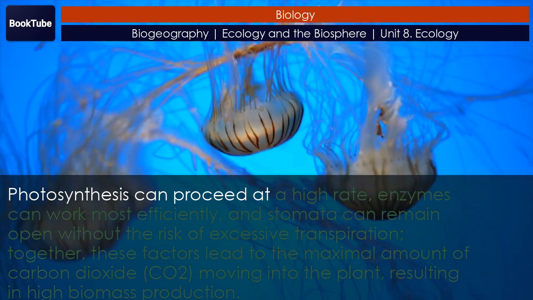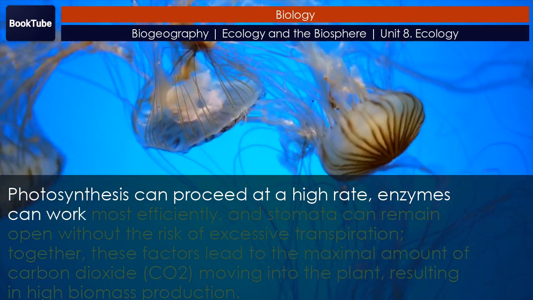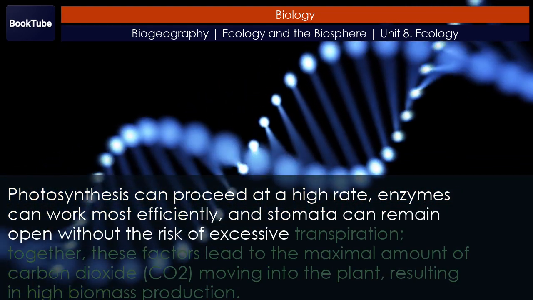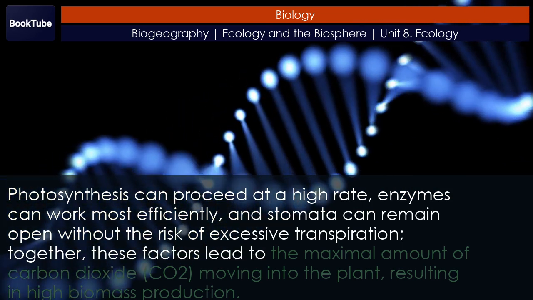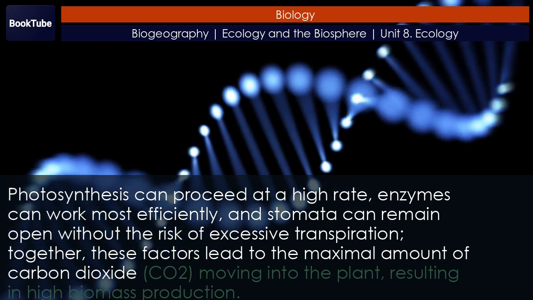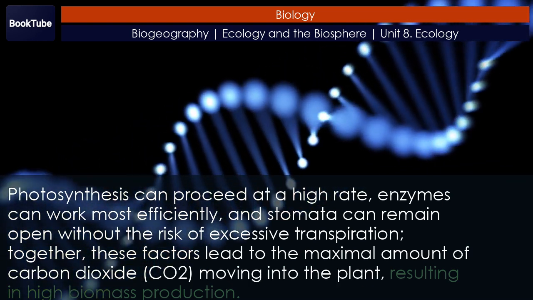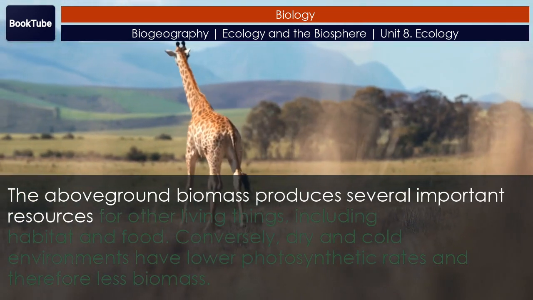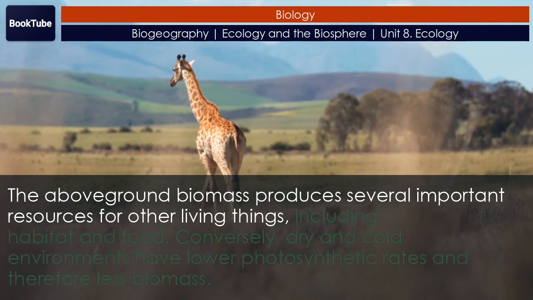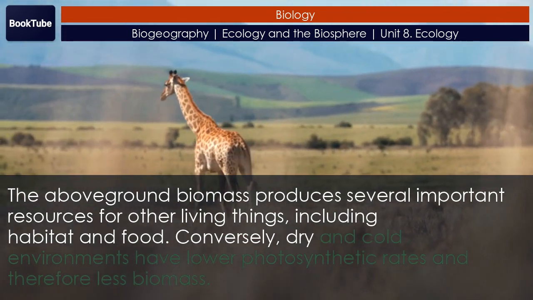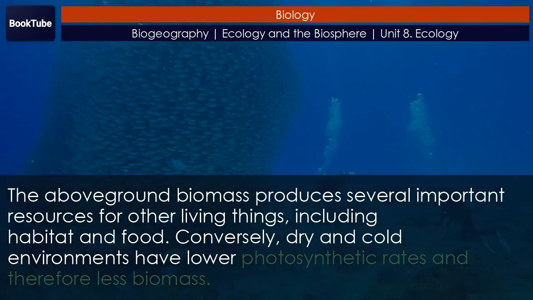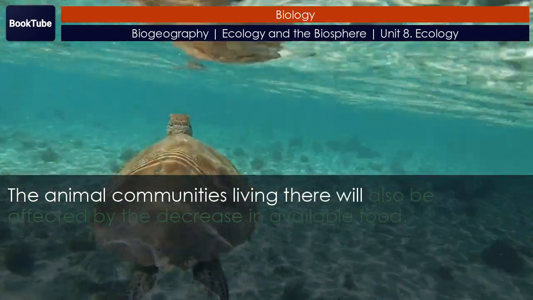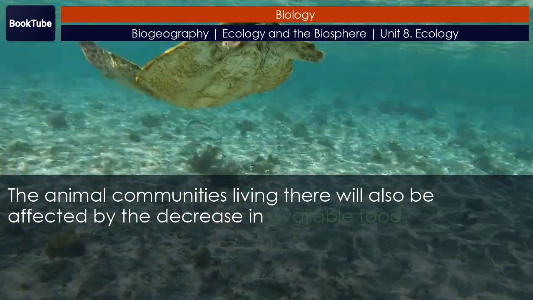Photosynthesis can proceed at a high rate. Enzymes can work most efficiently, and stomata can remain open without the risk of excessive transpiration. Together, these factors lead to the maximal amount of carbon dioxide, CO2, moving into the plant, resulting in high biomass production. The above-ground biomass produces several important resources for other living things, including habitat and food. Conversely, dry and cold environments have lower photosynthetic rates and therefore less biomass. The animal communities living there will also be affected by the decrease in available food.